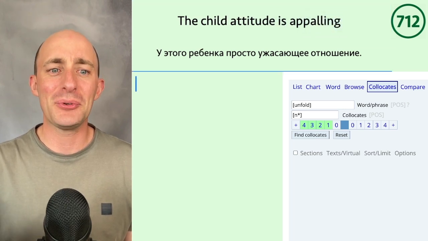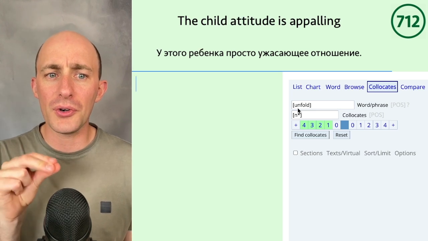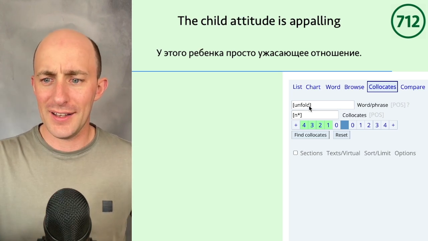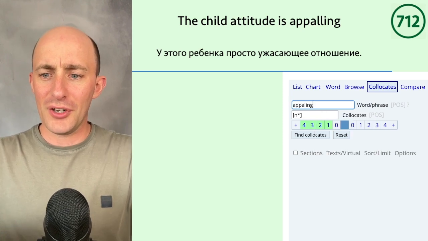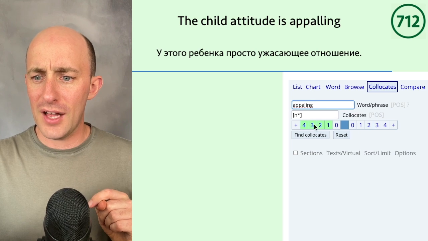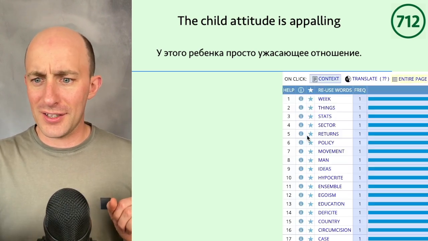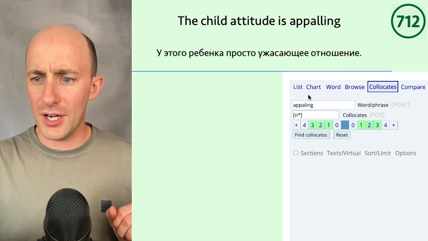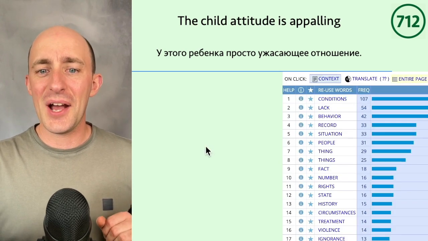Got it. Appalling. There we go. With a double L in the middle. Let's have a look at what other things can be appalling. I believe in America the spelling is different. It only has one L. So we'll do it with one L, as this is a corpus of American English. Maybe not. Let's try with two L's. There we go. Two L's.